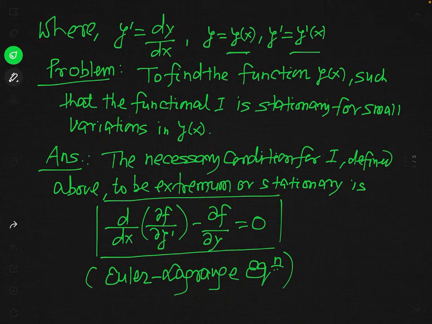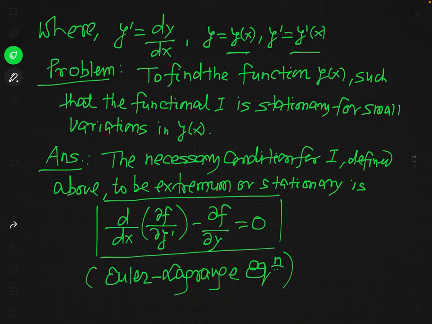Now, what is the actual problem which we will encounter in this calculus of variations? In fact, the fundamental problem of calculus of variations is that of finding the function y of x such that the functional I is stationary for small variations in y of x. And what will be the answer to this question? I am just going to mention it, but after mentioning it, I will explain or prove this result.